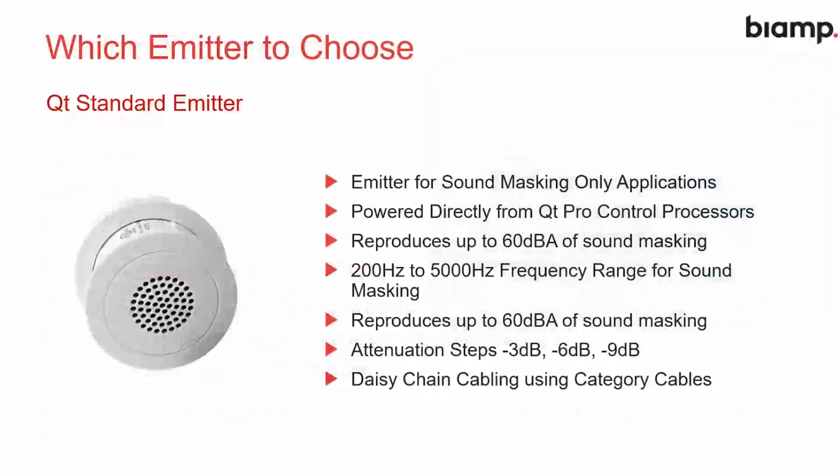We have 2 types of emitters or speakers. We call them emitters. We have the standard emitter, which is the one shown on the screen. The standard emitter works from 200 Hertz to 5 kilohertz. It will reproduce up to 60 dBA of sound masking, and it has attenuation in 3, 6, and -3, -6, -9 if required. This emitter will work with any of the 3 controllers.